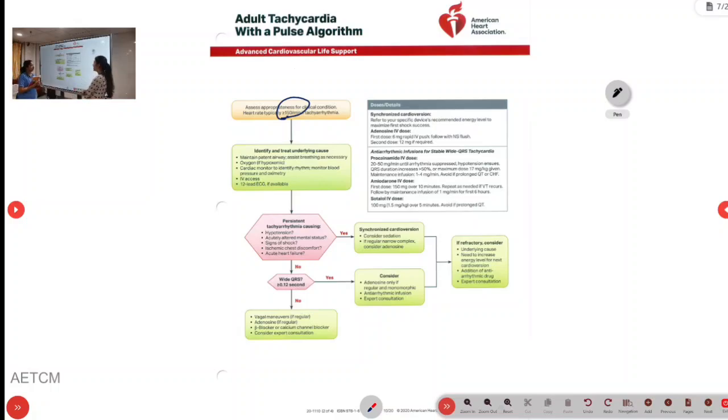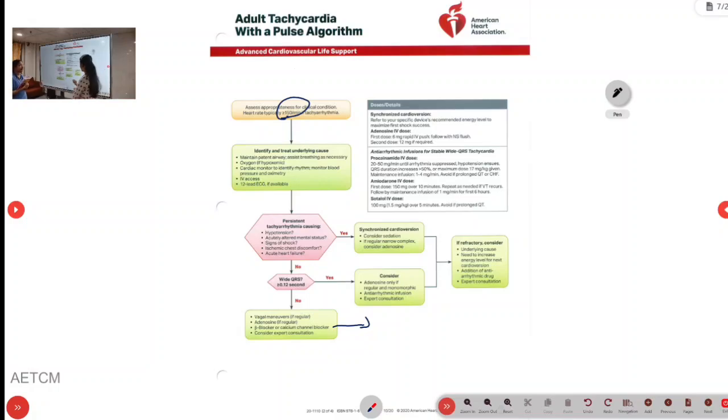Then any other drugs we can consider? Amiodarone, antiarrhythmic drugs we can. Yeah. Okay. Amiodarone is one choice. Then we have calcium channel blockers and beta blockers. So what calcium channel blocker can you give? Diltiazem or verapamil. How much will you give?